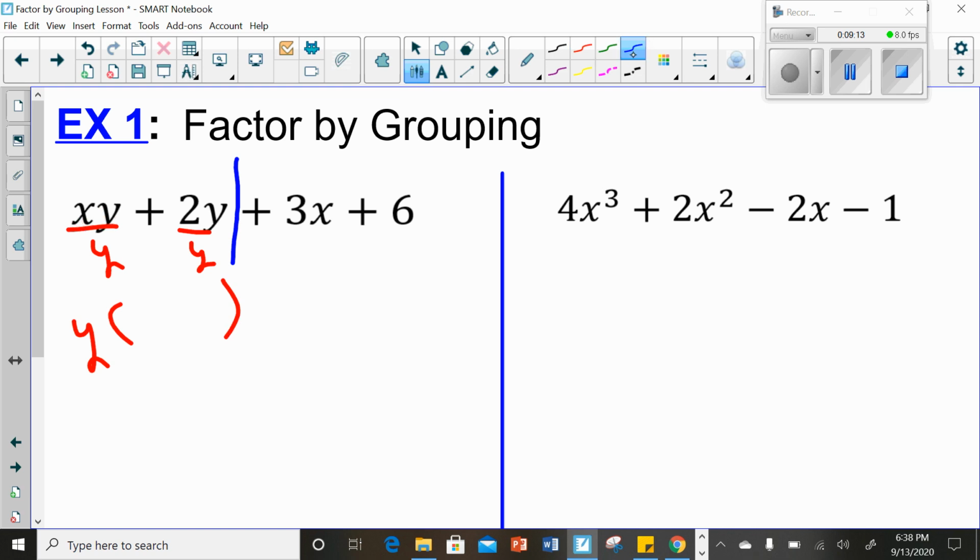And so what we have left over, the y's are going to cancel, so we have an x. The y's are going to cancel, and we have a plus 2. So hopefully in our next grouping, we'll have an x plus 2 as well.